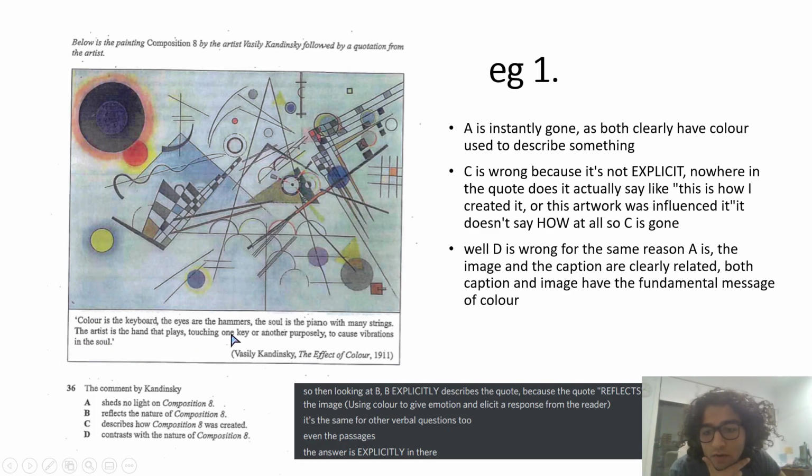Because also, in the caption, this guy Kandinsky is reflecting upon the nature of that painting. Color is the keyboard, the eyes are the hammers. This whole message is reflecting upon that image, right? So it's explicitly given. Everything else is either instantly wrong. A and D were instantly wrong, right? Sheds no light, that's instantly wrong. Contrast, that's instantly wrong. So now how do we know between B, reflects, or C, describes how it was created? Well, it doesn't actually tell us, oh, this is how I created it, right? It doesn't explicitly say that, but it does explicitly reflect the nature, and hence the answer is B.